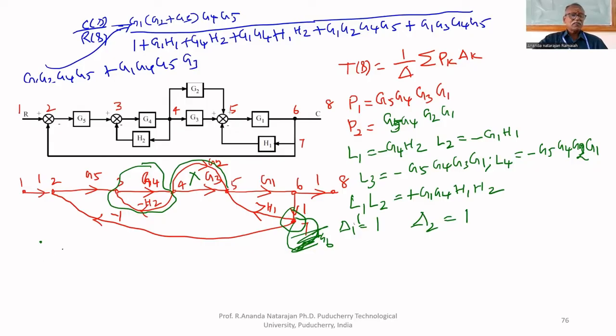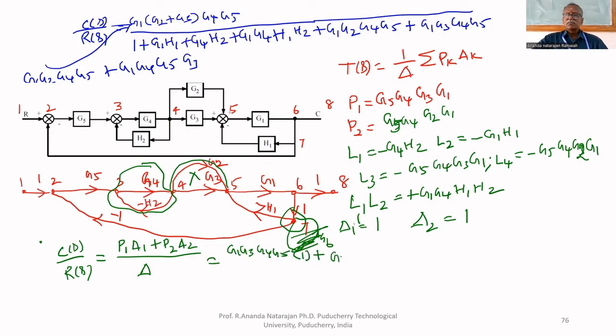Therefore, the transfer function is C(s) upon R(s) equal to P1 delta 1 plus P2 delta 2 over delta. That's the formula. What is P1? P1 is G1, G3, G4, G5 multiplied by delta 1, that is 1, plus P2, G1, G2, G4, G5 multiplied by 1, all over delta.